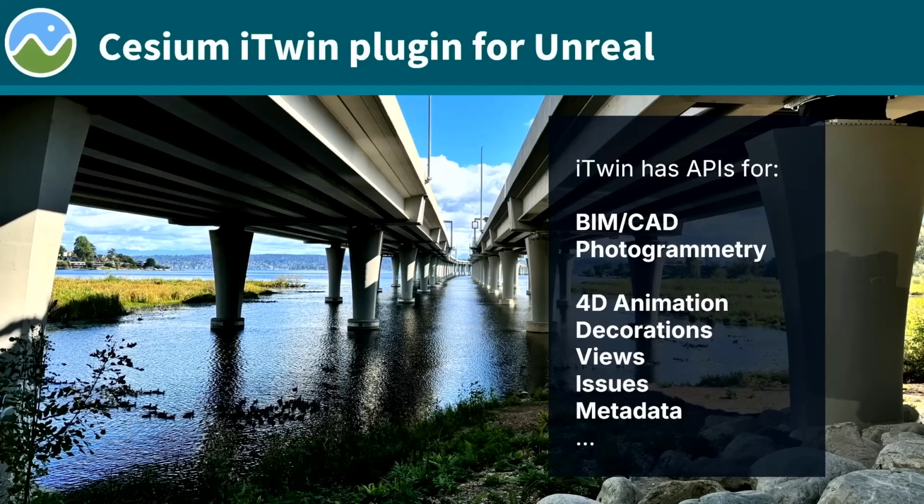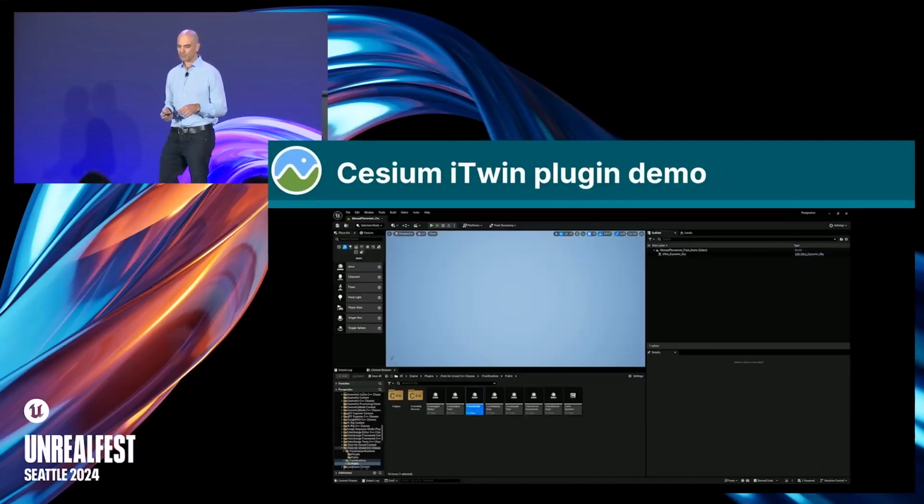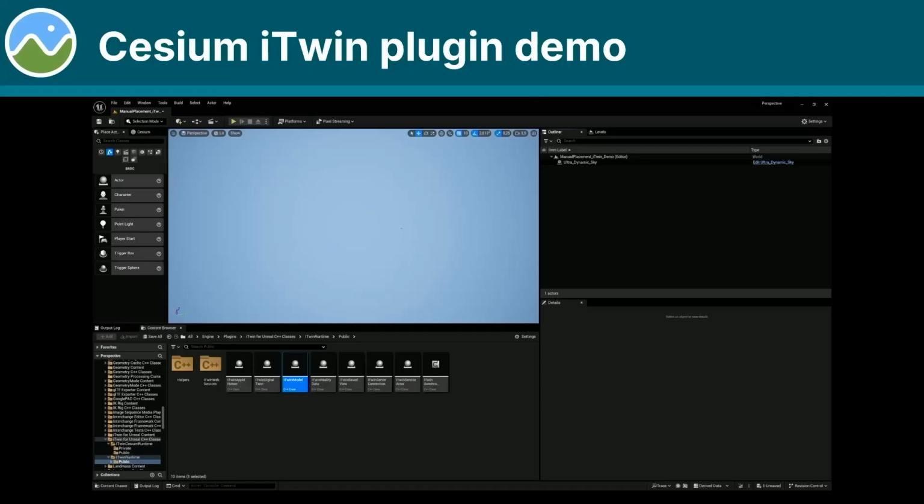iTwin, our platform, does have APIs, so our users, right, engineering firms, architecture firms, owners, ingest, synchronize their models into the iTwin platform. That includes photogrammetry, BIM data, and we've also got APIs for construction simulation, what's called 4D animation, through a product we own called Synchro. And we've added additional API layers to decorate the scene with things like plants, trees, equipment. We can store and transmit views between sessions, capture and place issues, and also pull metadata down through the BIM and CAD information.